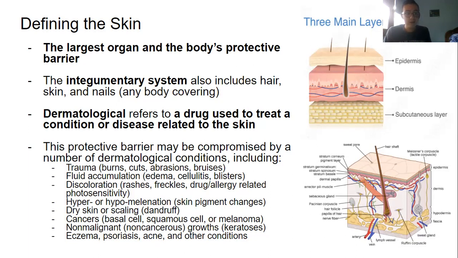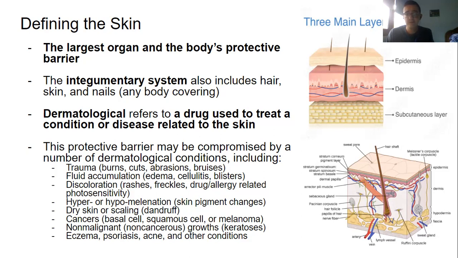We also have what's called hyper or hypopigmentation of the skin, which is just a fancy way of saying that the skin pigment can change. So that's like vitiligo, for instance, and some other diseases or disorders. Dry skin and scaling are very, very common. That includes dandruff. Cancers as well, unfortunately too common.